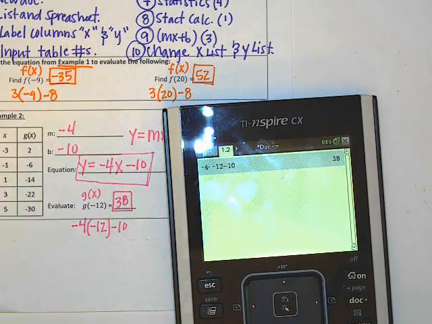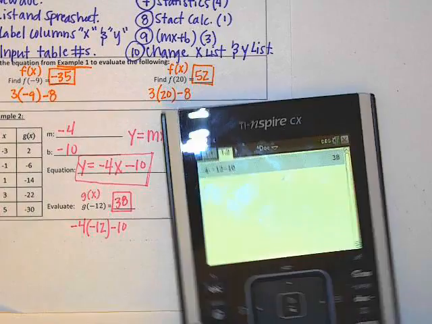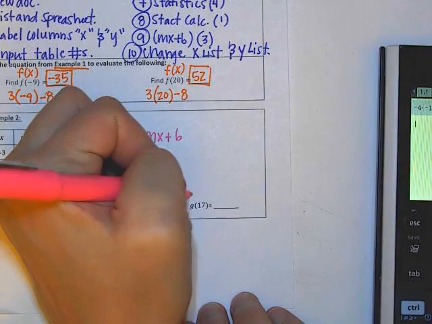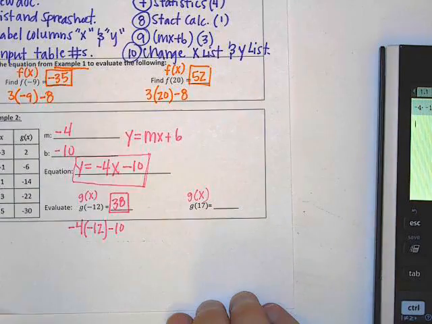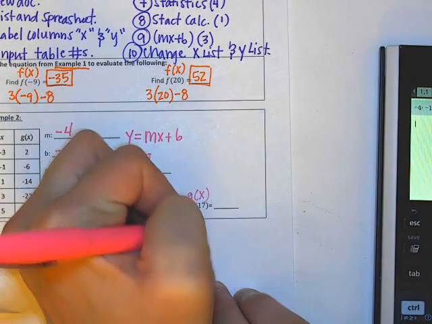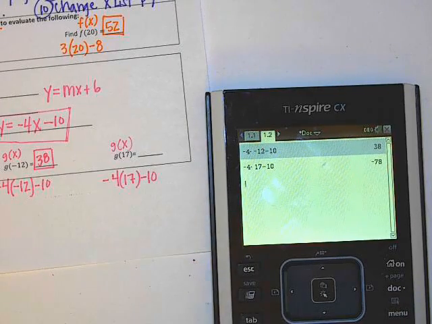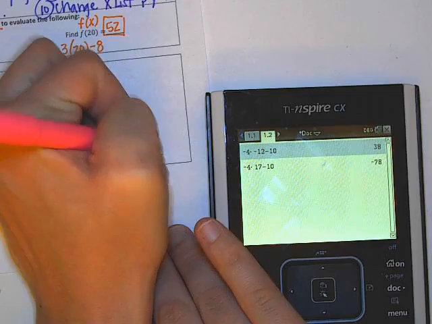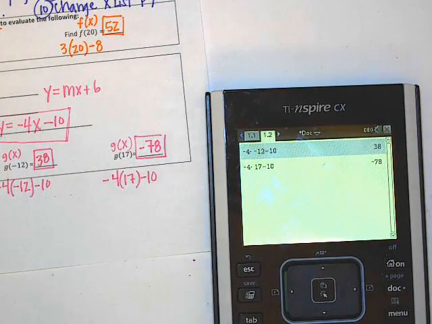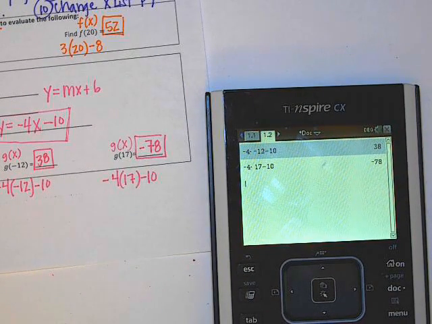And then do the last one. So now this is g of x, and 17 is in the x spot. So -4 times 17 minus 10. I plug that in. -4 times 17 minus 10 gives me -78. Okay, does anybody have any questions? How are we feeling? Good. Great. Feeling ready to do it on your own? Yeah. Good.